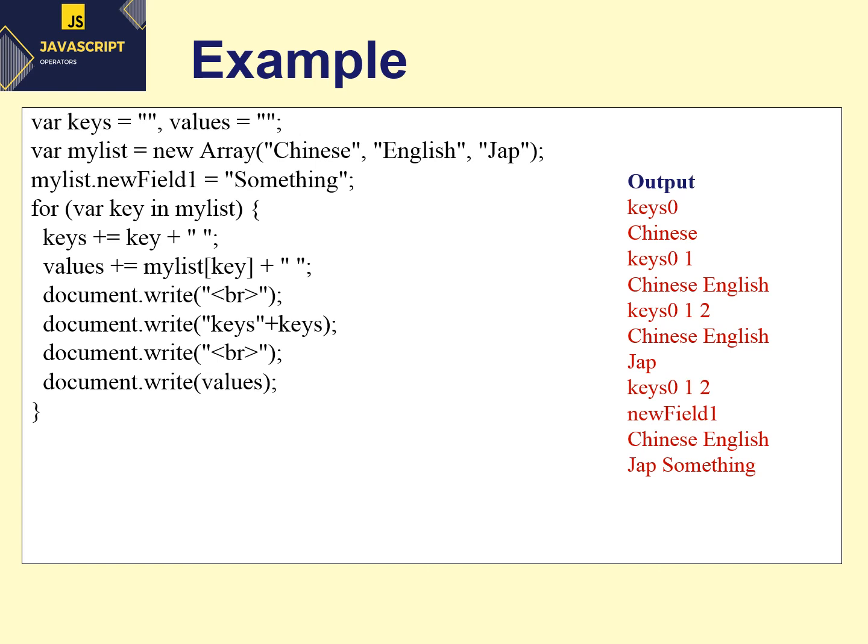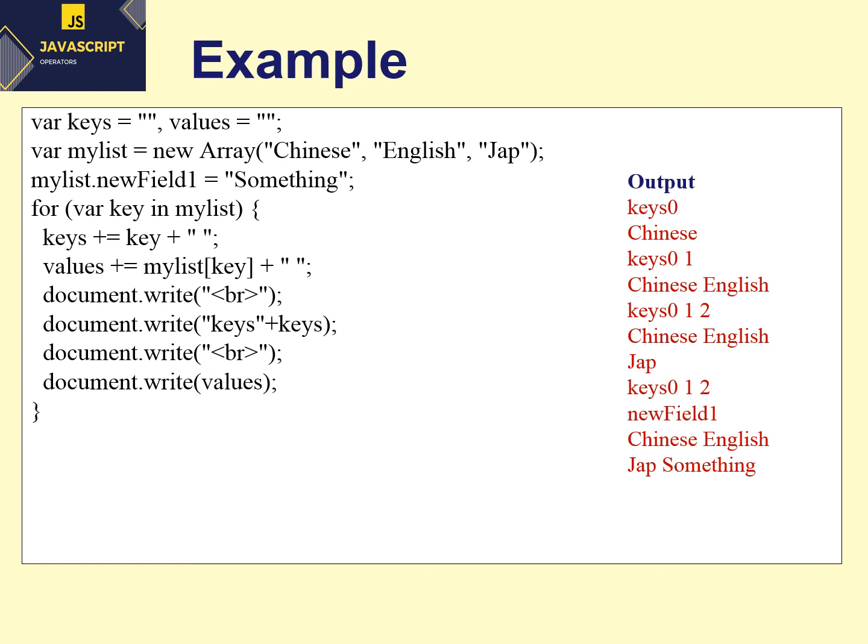In the previous statement, the array is created with values Chinese, English and Japan. For that particular array, we have 3 values in the array, so the array indexes range from 0 to 2. That is 0 to n minus 1, so 0 to 3 minus 1, that is 2.